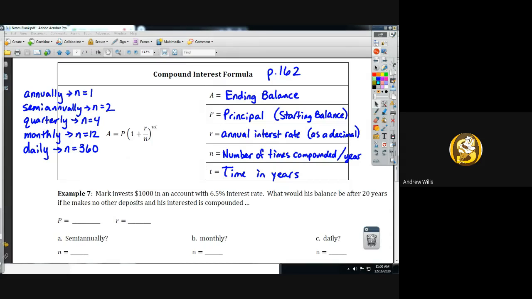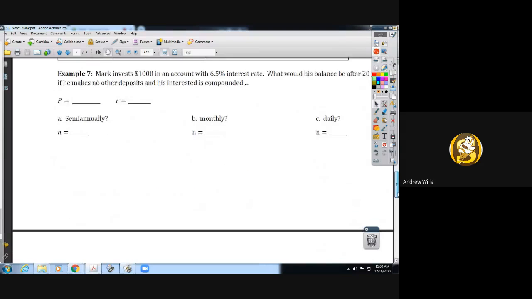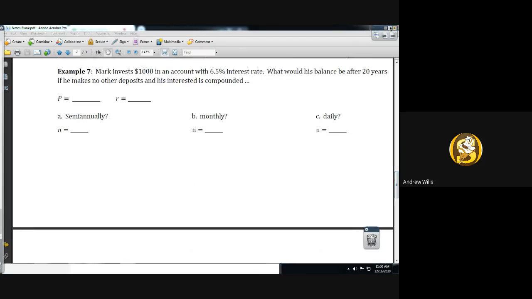Okay, so let's move down the page here. Let's do some examples. Again, we've got our equation. I'll rewrite that because it's not going to be on the page here. Okay, remember that we're using the compound interest formula, which is A equals P times 1 plus r divided by n to the nt power.